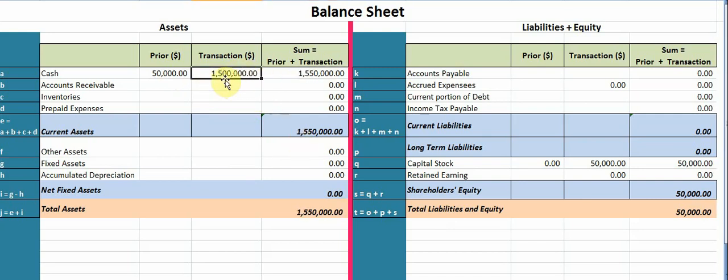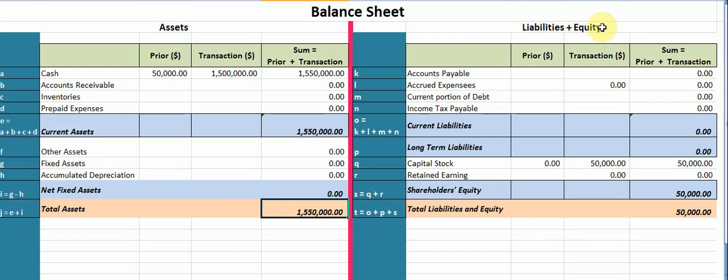So this is the current transaction and the total cash is $1.55 million. There is no account receivable, there is no inventories, there is no prepaid expense. That's why the current asset is $1.55 million. There is no other asset, there is no fixed assets, there is no accumulated depreciation. That means the total asset is $1.55 million.